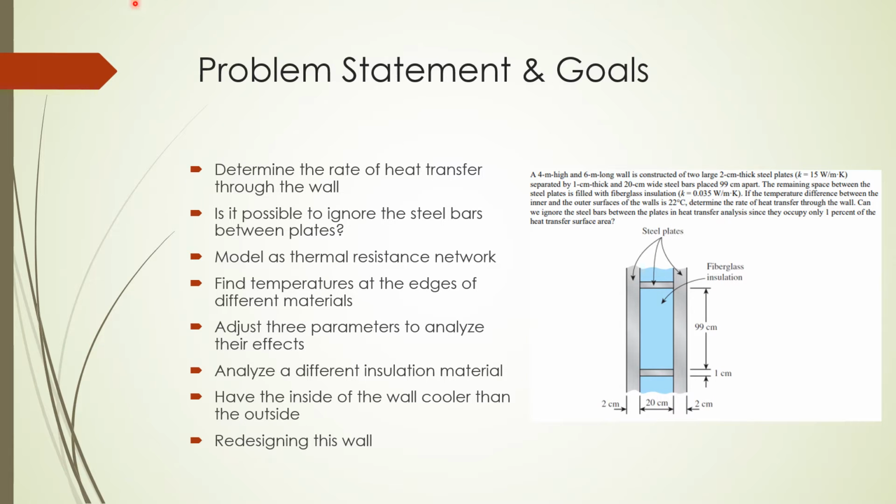Okay, so here we have our problem statement and our goals. So we'll start with the problem statement. 4-meter high and 6-meter long walls constructed of two large 2-centimeter thick steel plates, which you can see right here. They're given a K value, separated by 1 centimeter thick, 20 centimeter wide steel bars placed 99 meters apart. The remaining space between the steel plates is filled with fiberglass insulation, which you can see here, 20 centimeters apart. And fiberglass is given a K value there. The temperature difference between the inner and outer surfaces of the wall is 22 degrees Celsius. Determine the rate of heat transfer through the wall.